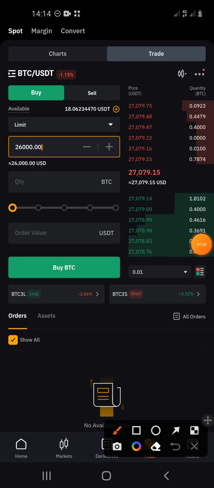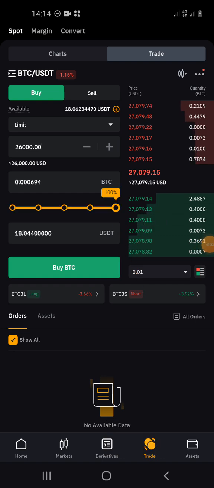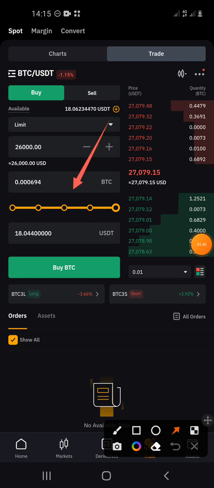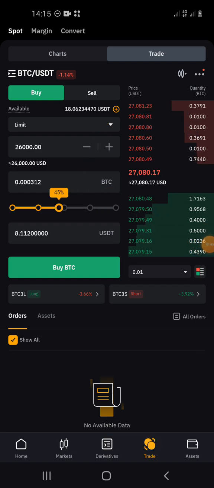And then if you want to buy, you just come here, you can drag it to 100%. If you drag it to 100%, it means you want to buy with all the USDT you have on your spot balance. If you drag it to 50%, it means you want to buy with half of the USDT you have on your spot balance. So if you have USDT you want to buy with, this function here helps you to choose how much you want to spend in buying that Bitcoin.